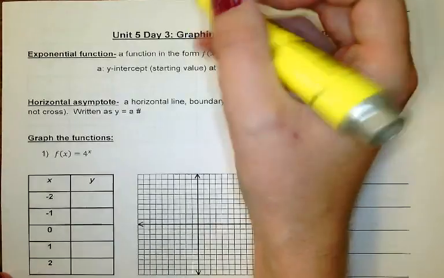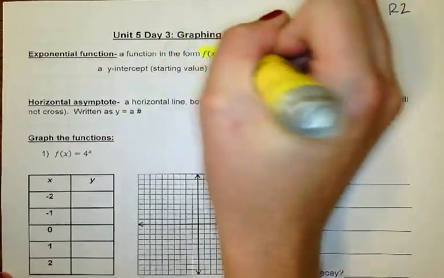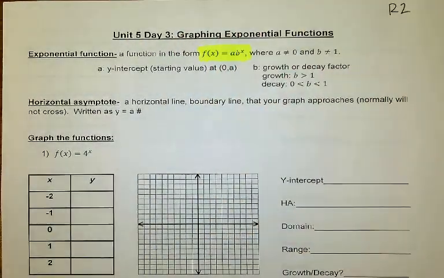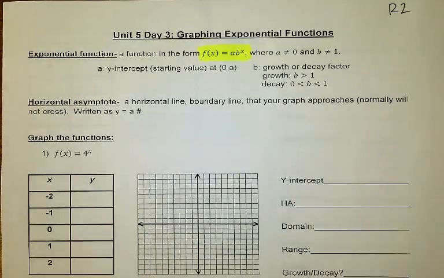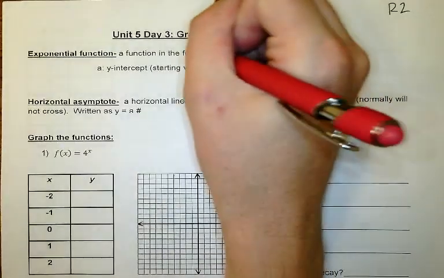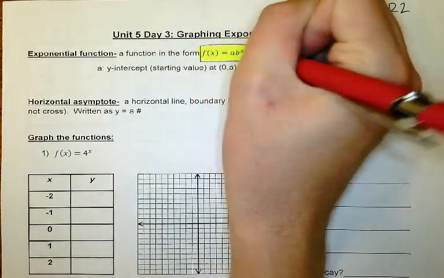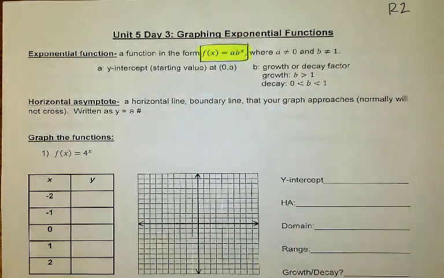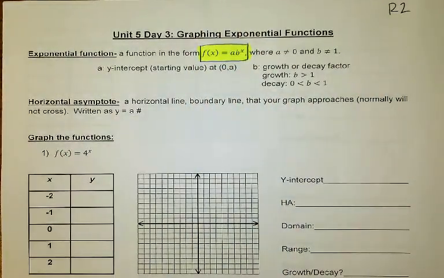And so it is a function in this form right here. f(x) equals a times b to the x power. So if you have a highlighter, now's a good time to go ahead and highlight that. And guys, your a cannot be 0 and your b cannot be 1.